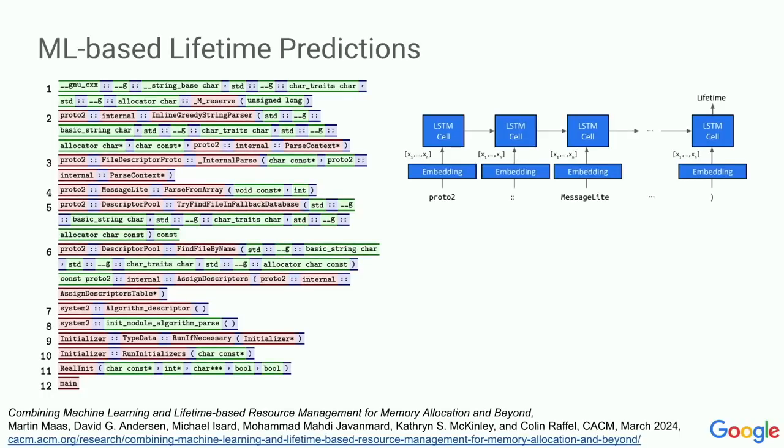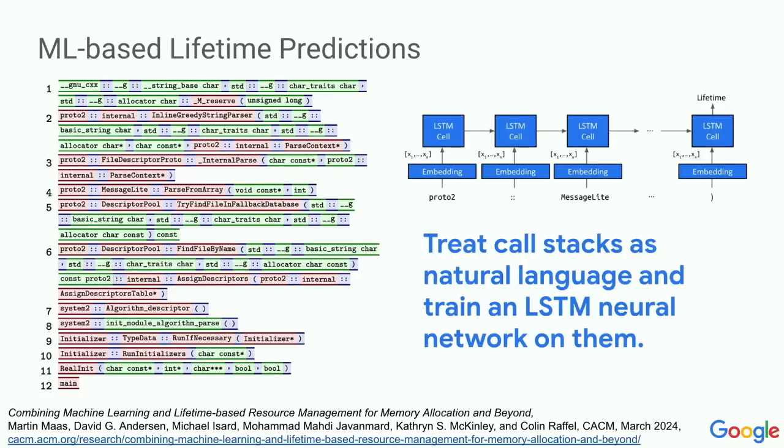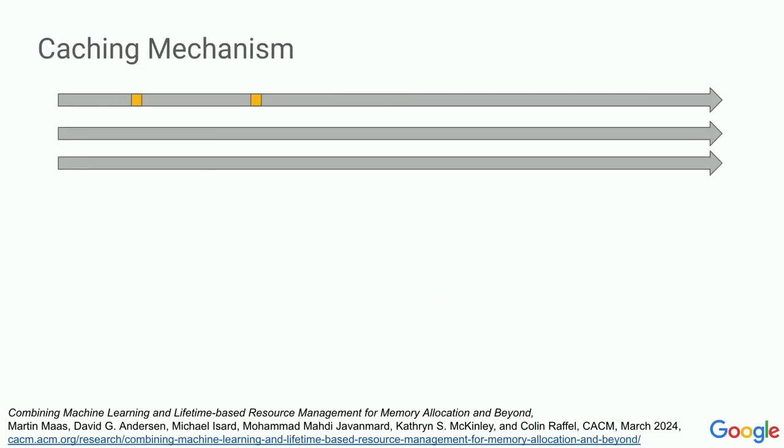And one of the things that dramatically affects the lifetime of an object is in what context was it allocated? What is the stack trace that's on the top of the stack when you are actually allocating the memory? And if you go up a few levels, you can often do a really good job of predicting from that sort of stack context how long the lifetime will be. And so if you treat call stacks as a natural language and then train an LSTM network on them, then you can actually get pretty good object lifetime predictions.